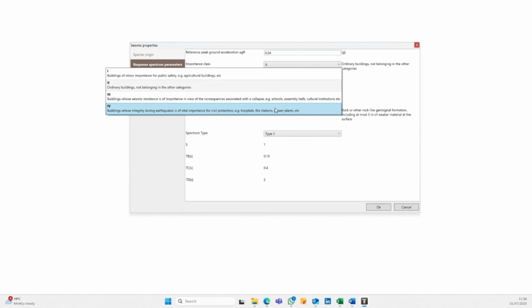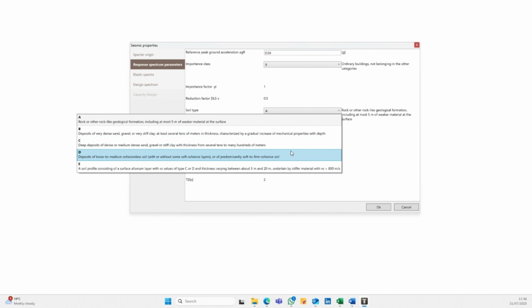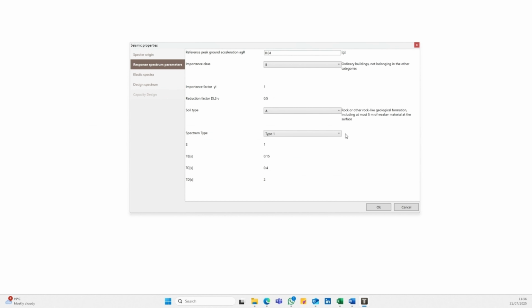Third, the soil type. This depends on what's under the building: rock, sand, or clay. Soft soil can make the shaking worse. Last, the spectrum type. This shapes the response spectrum. It could be elastic or adjusted for design, based on what the code says.